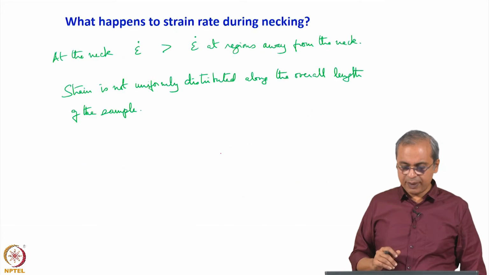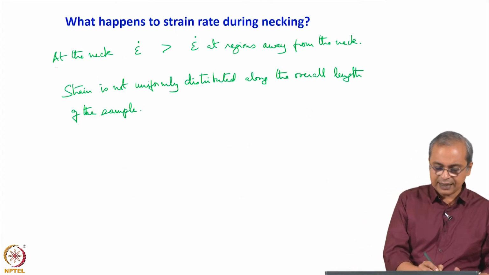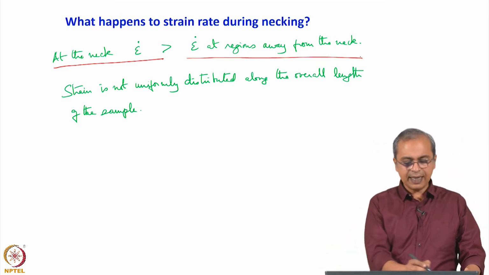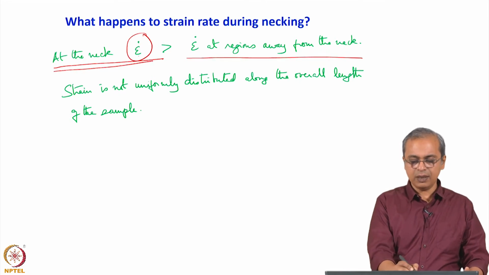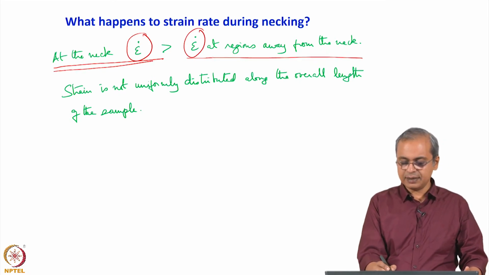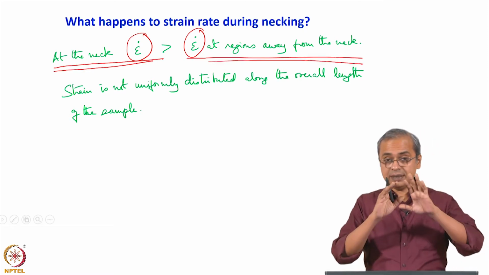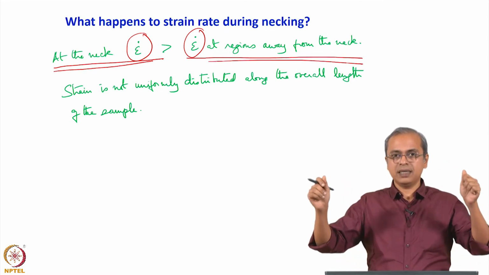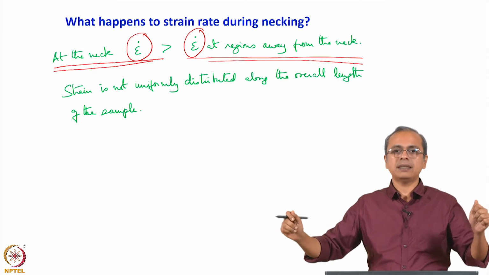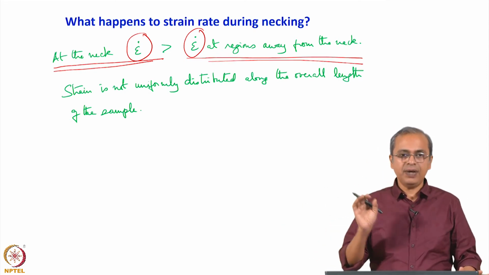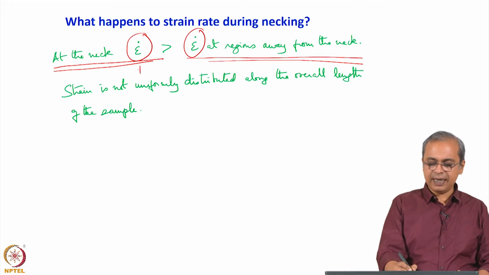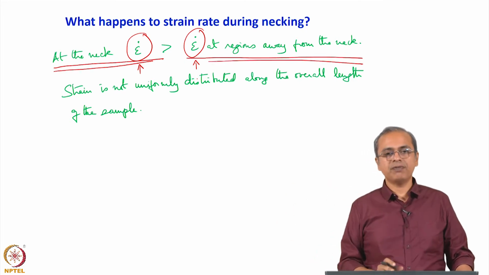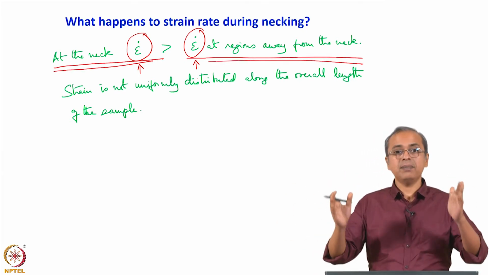To understand that, let us go back to the idea that we just saw, that at the neck the strain rate is higher than at regions away from the neck. Okay. So, at the neck the strain rate epsilon dot is higher than the strain rate at regions away from the neck for the same sample. You are testing that sample, you have done elastic deformation, you have started plastic deformation, and at some point the neck has formed. When that neck forms, the strain rate at the neck is higher than the strain rate in the same sample at regions away from the neck, during the exact same test at that same instant of time.